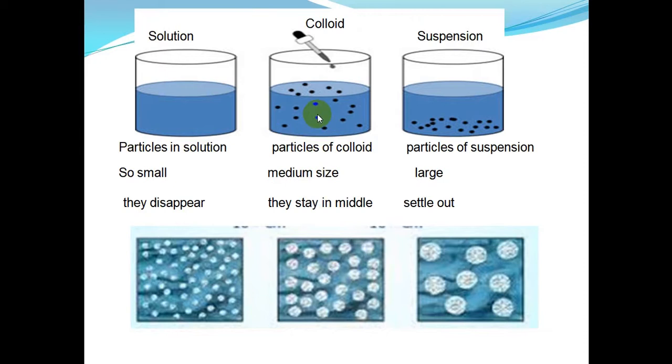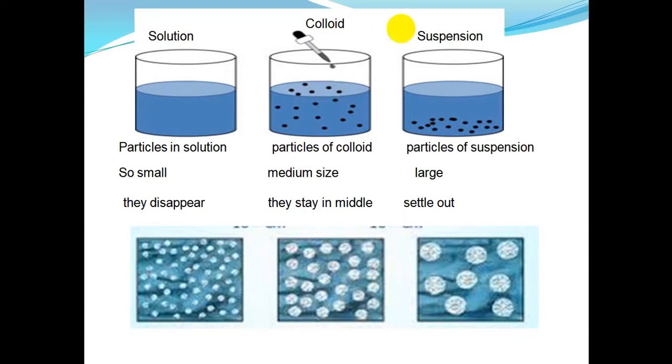In the colloid, the particles have medium size. And they stay in the middle. They stay here. They don't go up. They don't go down. They stay in the middle, like milk, like gelatin, as we said. Like flour. When you put a spoon of flour in the water and you mix it, you will find the flour all over the water.